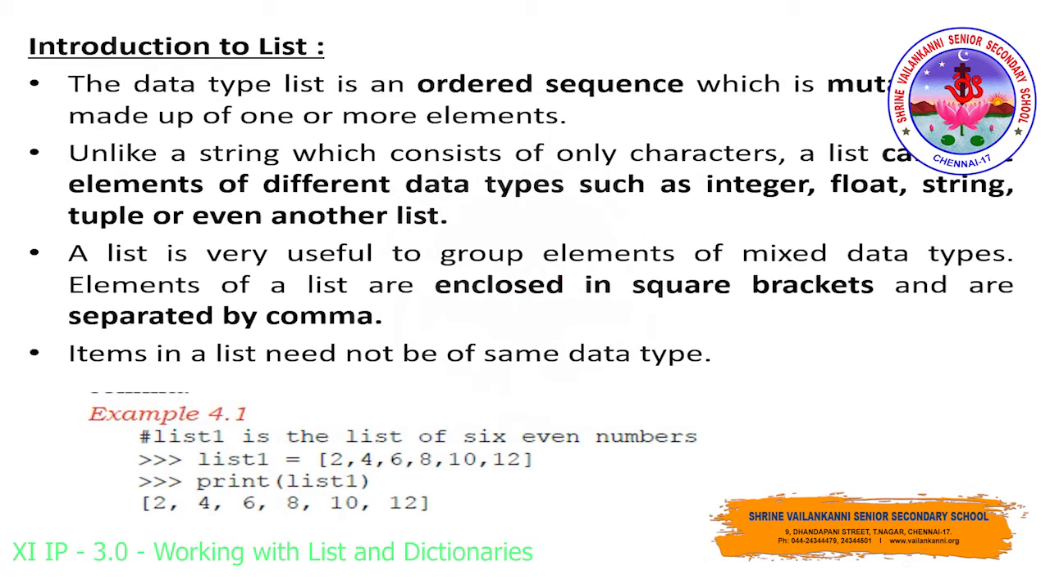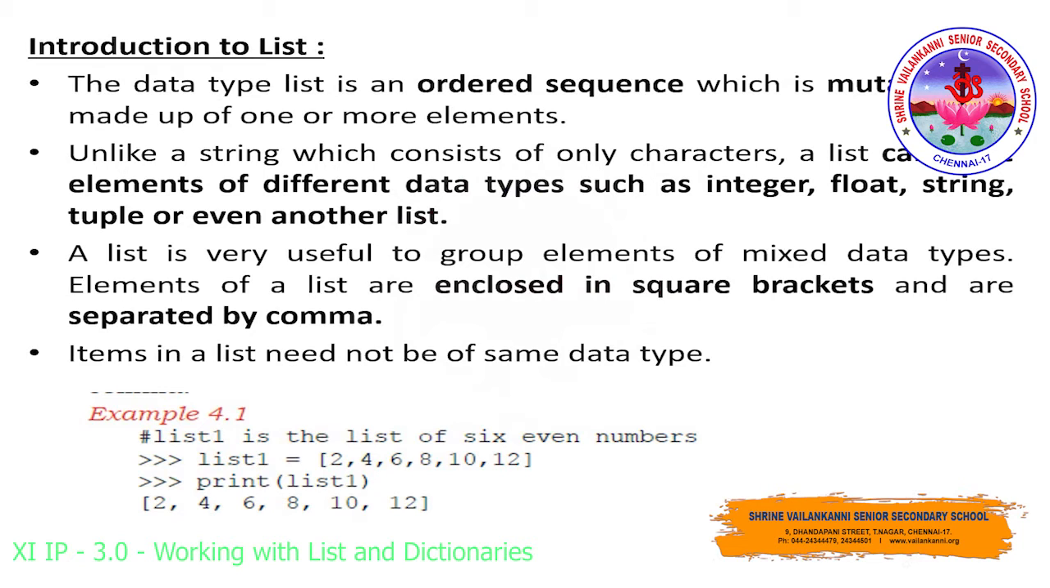If you consider the list, it is much similar to the string concept, whereas a string can consist of only characters. In a string, whatever you enclose within single or double quotes will be considered a string. But in a list, it consists of different data types like integer, floating point, or string. You enclose it within square brackets, whereas the elements inside the list are separated by commas. That is how the list will be represented.